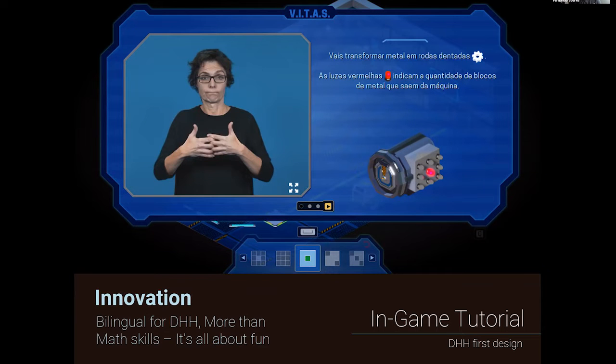Our second innovation is DHH first design. We had a really careful analysis of their habits with media and how they consume media and how they interact with media. We kind of had to forego all of our knowledge regarding usability and experience, because as we found, they really interact in a different way. So we had to create new rules and apply them to our interface and our experience and how we present that information and how we teach how to play the game.